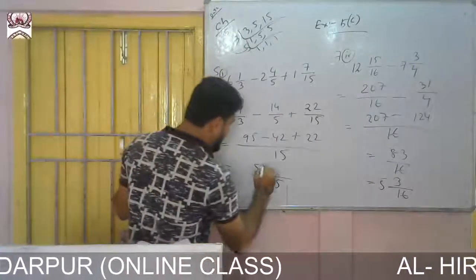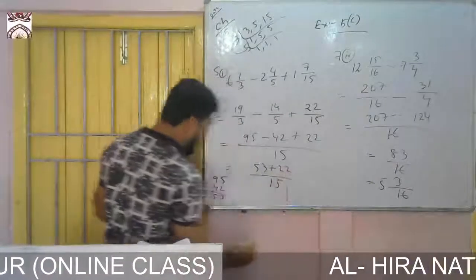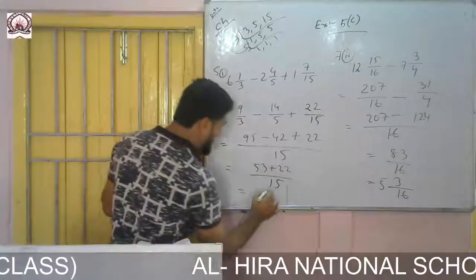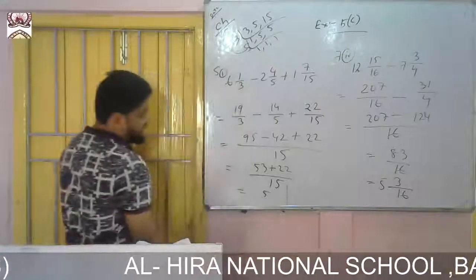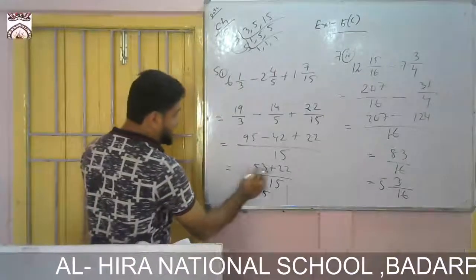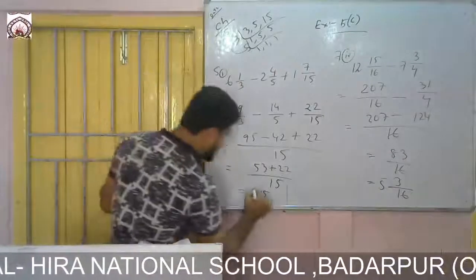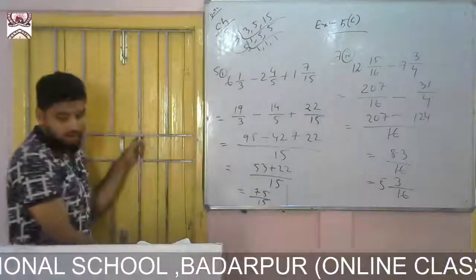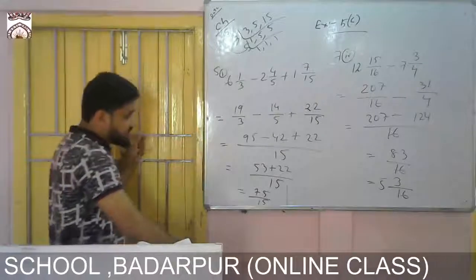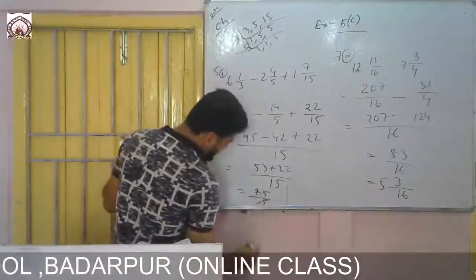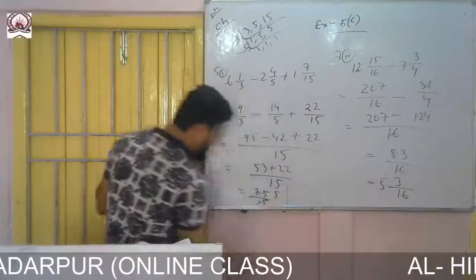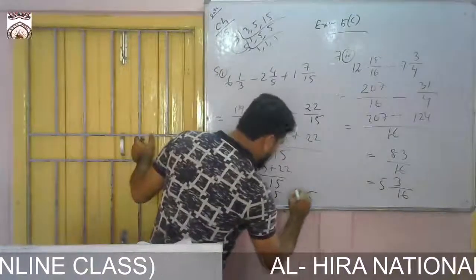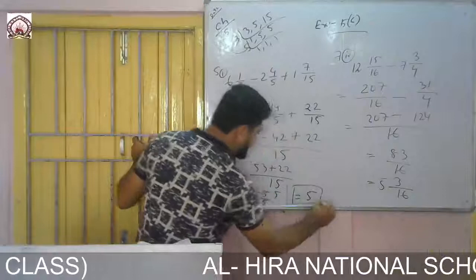53. 53 plus 22. Okay, so 3 plus 2 is 5, and 5 plus 2 is 7. 75 by 15. So 15 5s are 75, so you can cancel it. So the answer is 5. So that is the answer.